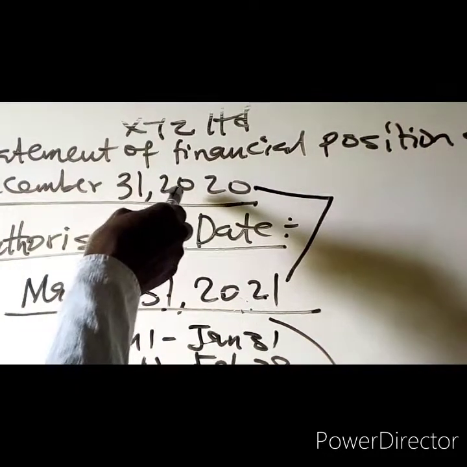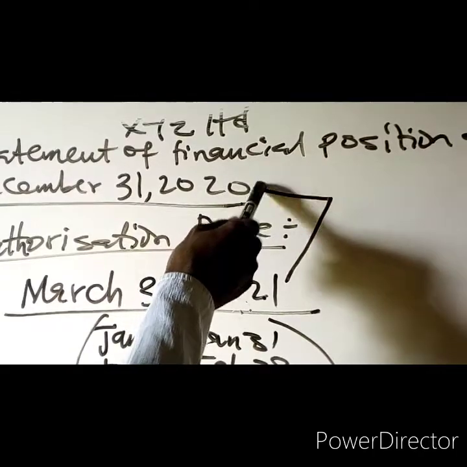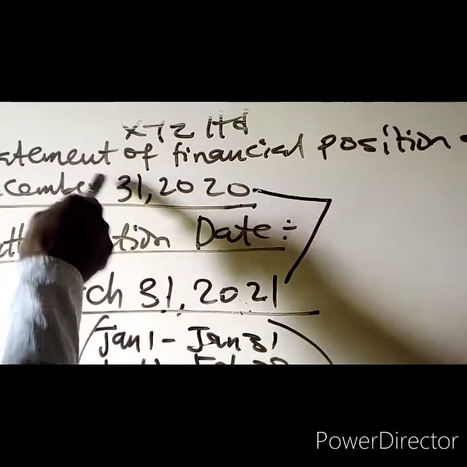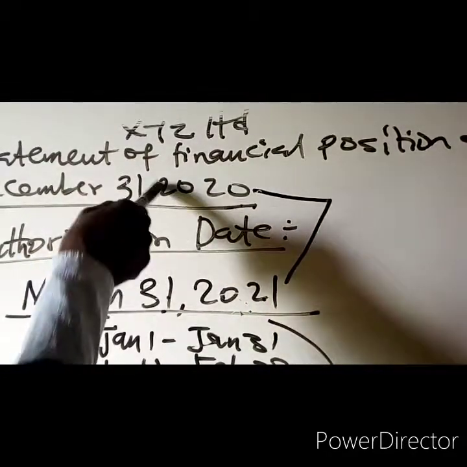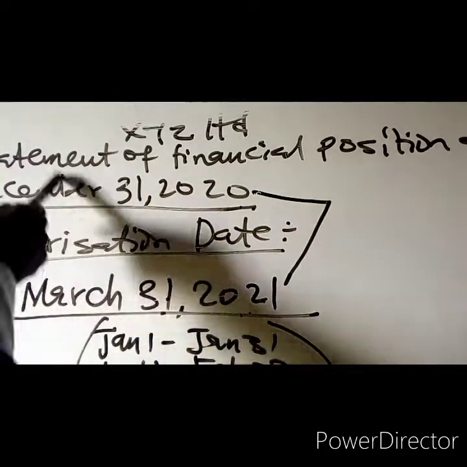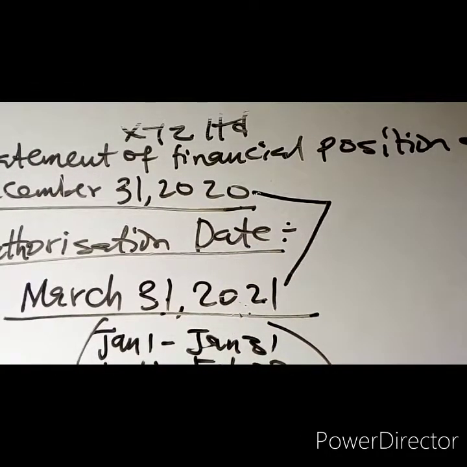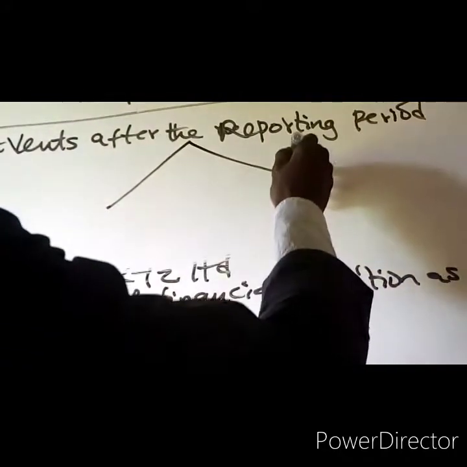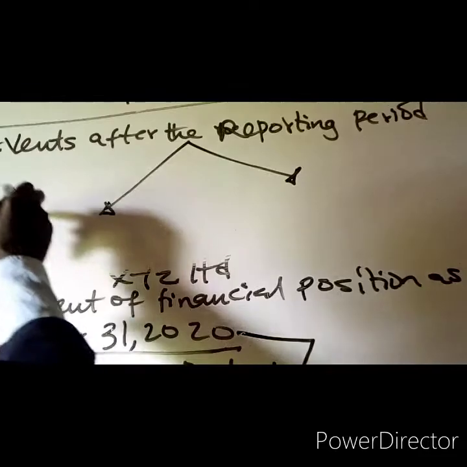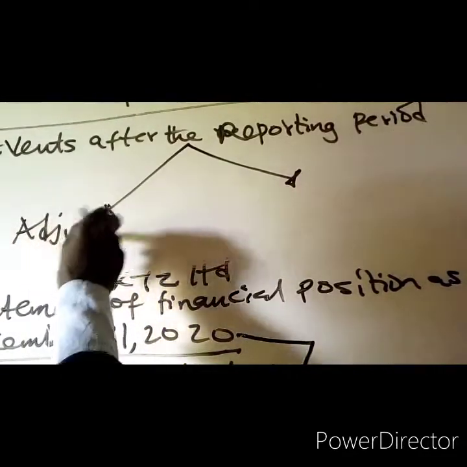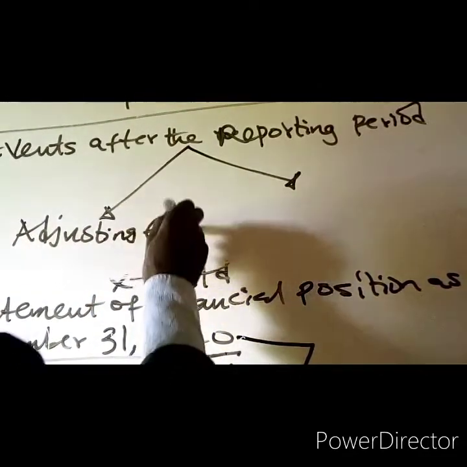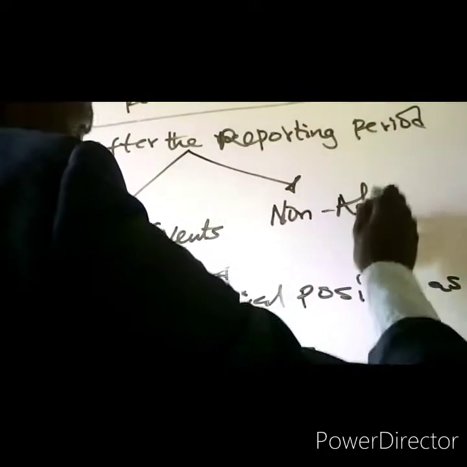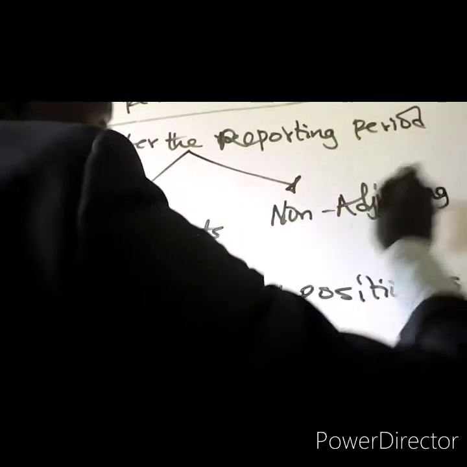That is, events between the end of the reporting date and the authorization date. Any event that occurred between those periods is said to be the event after the reporting period. This event shall be categorized into two. We have adjusting events, and we also have non-adjusting events.